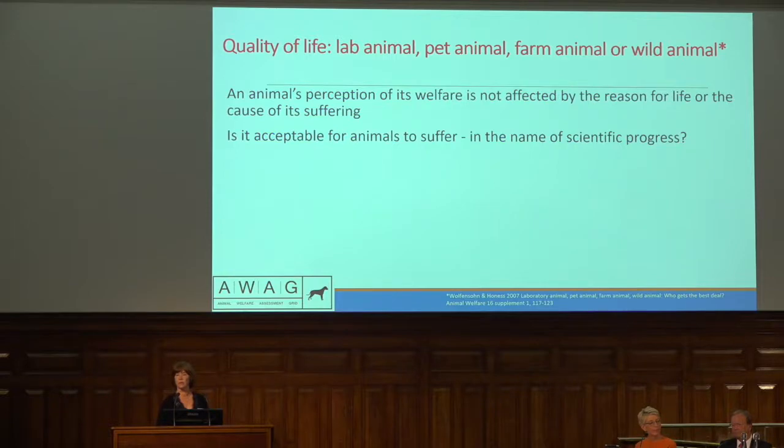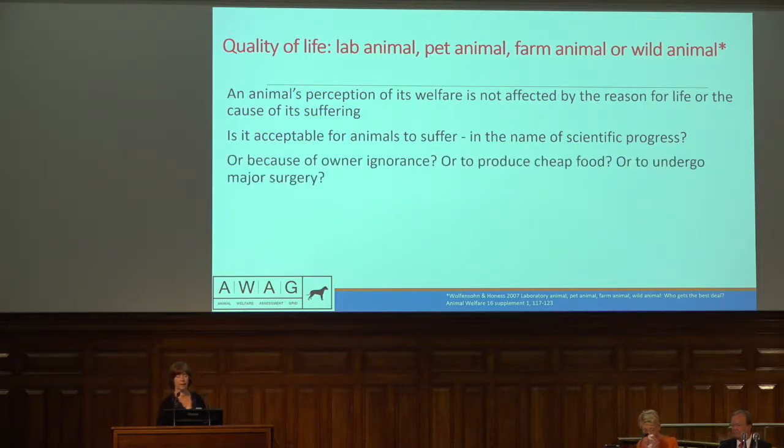In the example so far, in the name of scientific progress, so we do a harm-benefit analysis. What about because of owner ignorance? Because they just think it's really nice and cute and cuddly and they just want it. Or to produce cheap food, because that's what we want. Or to undergo major surgery. And if so, how much suffering and for how long?